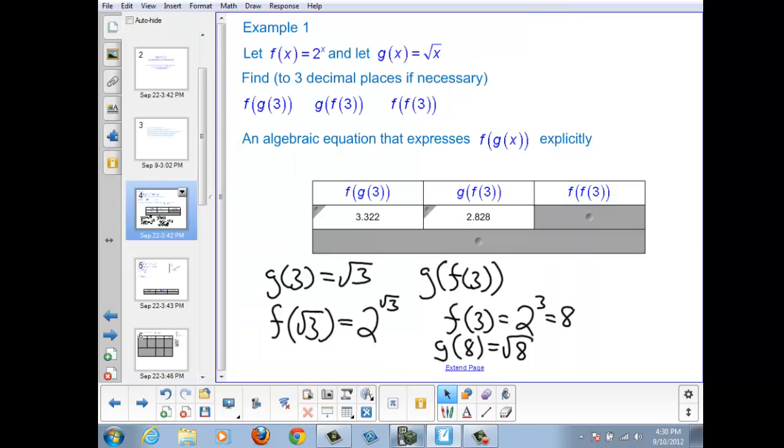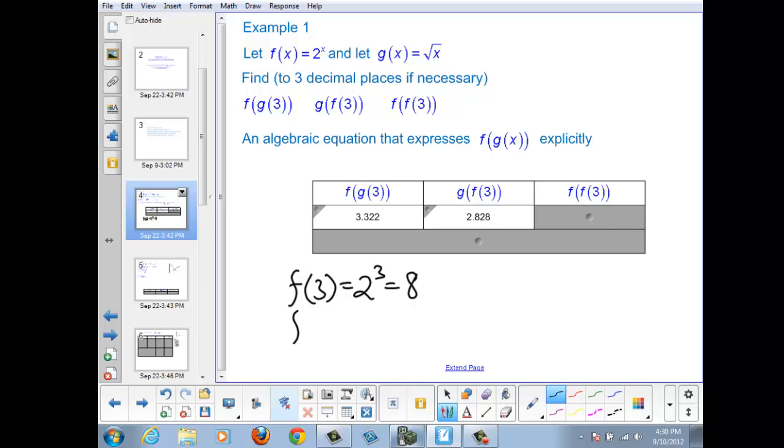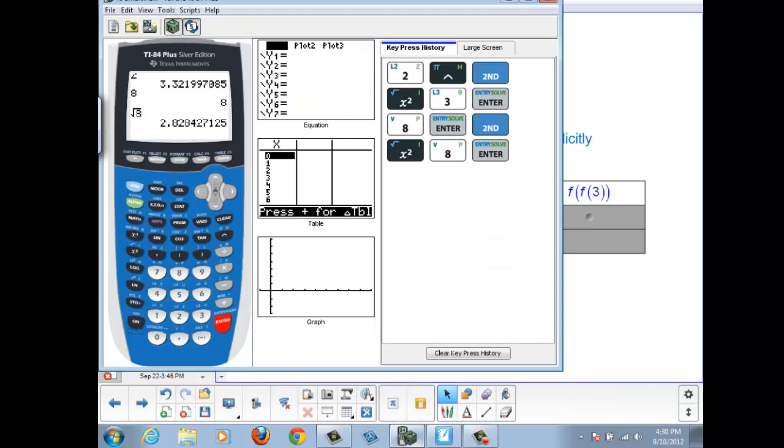There it is. Now, f of f of 3 means we start by plugging 3 into f. So f of 3 inside is 2 cubed, which we got out was 8. And then we take the 8 and plug it back into f. So f of 8 is 2 to the 8. On our calculators, 2 raised to the 8, we get 256.